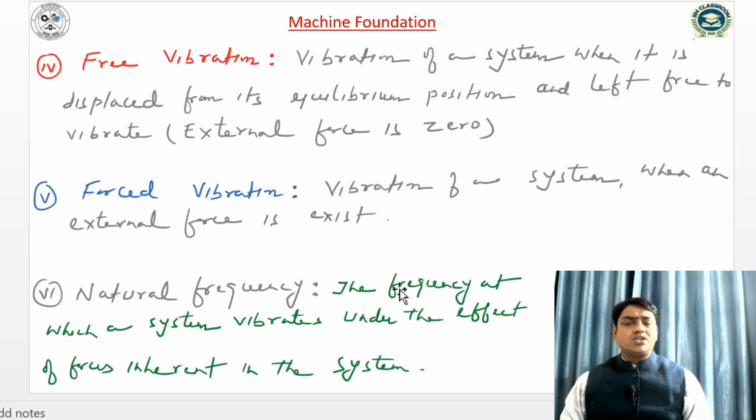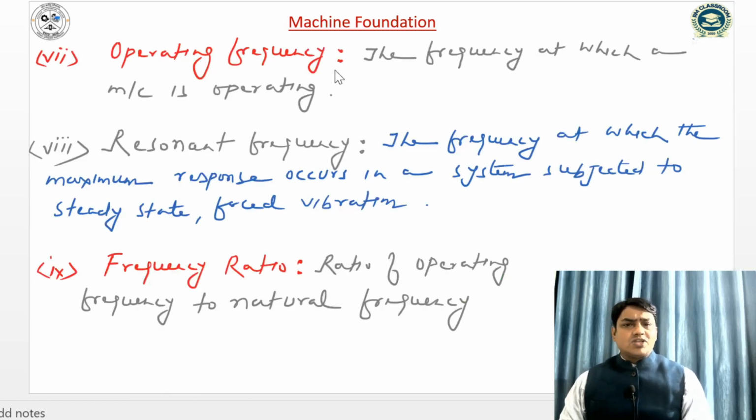The natural frequency is the frequency at which a system vibrates under the effect of forces inherent to the system. Operating frequency is the frequency at which a machine is operating, and the resonant frequency is the frequency at which the maximum response occurs in a system subjected to a steady state forced vibration. The ratio of operating frequency to natural frequency is called the frequency ratio.